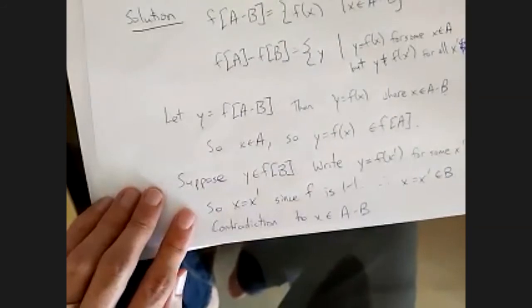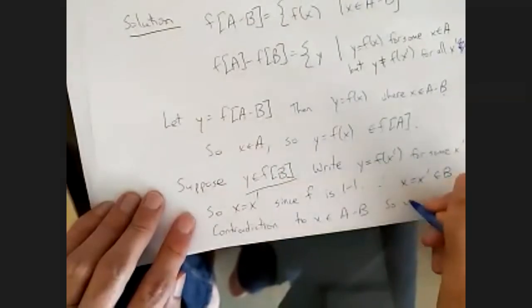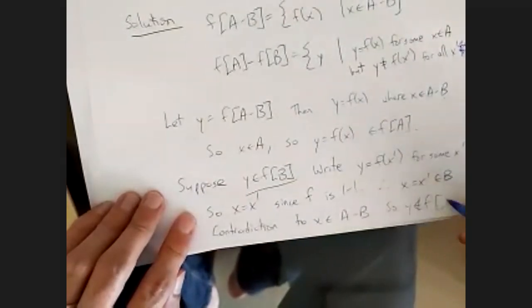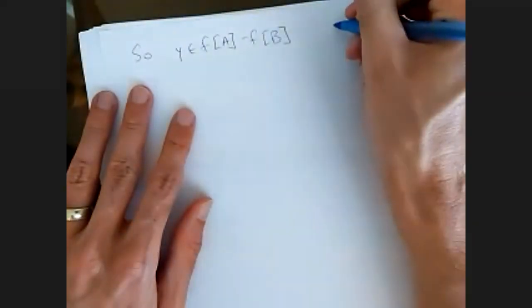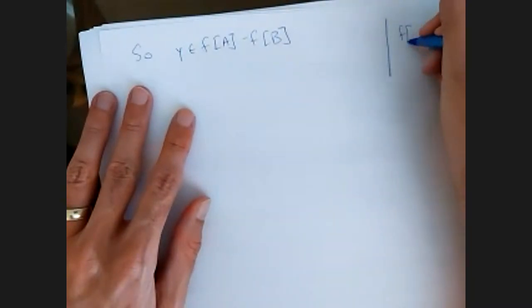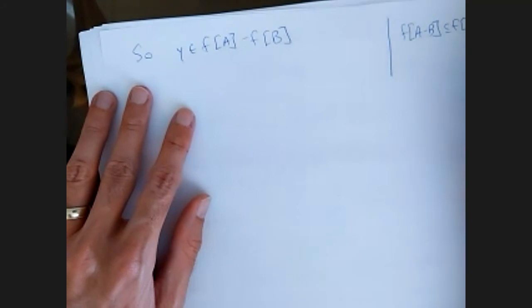Okay, well, that means that our contradiction is to this fact that Y was in F of B. So Y is not in F of B. That establishes that Y is in F of A minus F of B. And so far we've shown that F of A minus B is a subset of F of A minus F of B. And we had to use the fact that F was 1 to 1 to prove this.